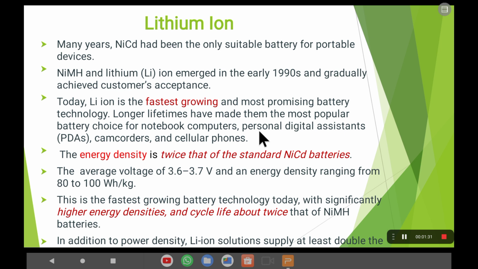Obviously, if the energy density increases, the battery life also increases. But battery life is very limited from the point of view of nickel metal hydride batteries as well as nickel cadmium batteries. So the energy density of lithium-ion is higher than both the nickel cadmium and the nickel metal hydride batteries. That means that as the energy increases, the life of the battery also increases.